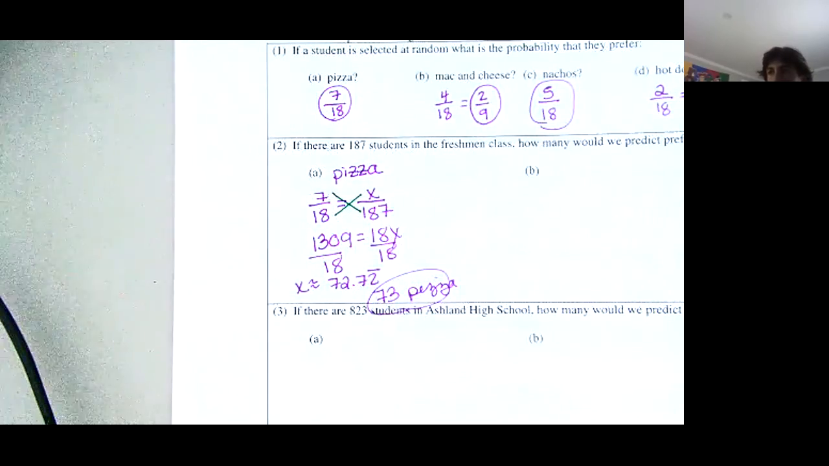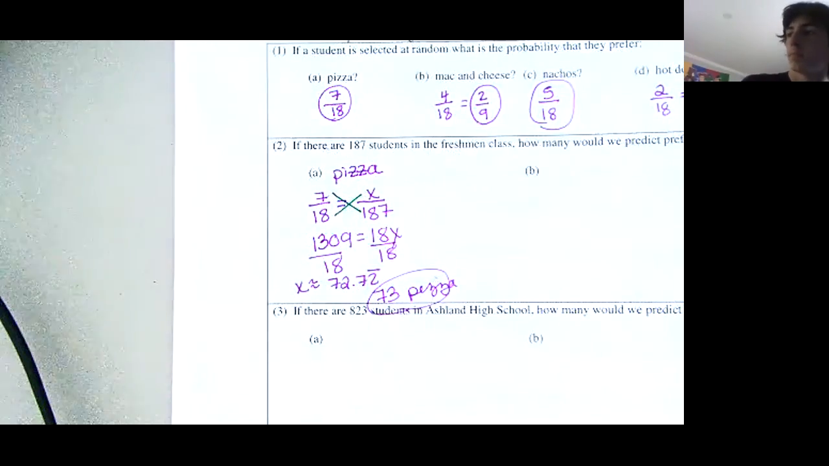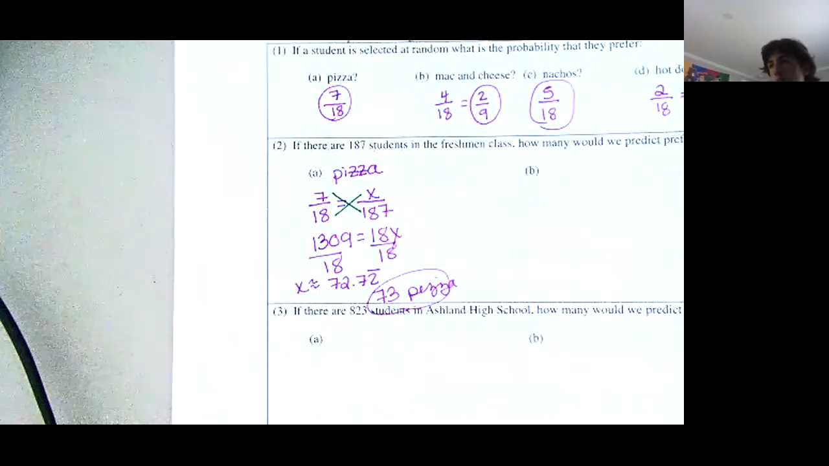This is also assuming that when I did this survey of my class, that class was representative of the entire school. Maybe I somehow have a whole class filled with vegetarians, so no one in that class is going to pick hot dogs or nachos. So that might sway the data a little bit. This is only going to work if my group is representative of the bigger group, and it's not going to be exact. It's just going to give me the best guess that I have.